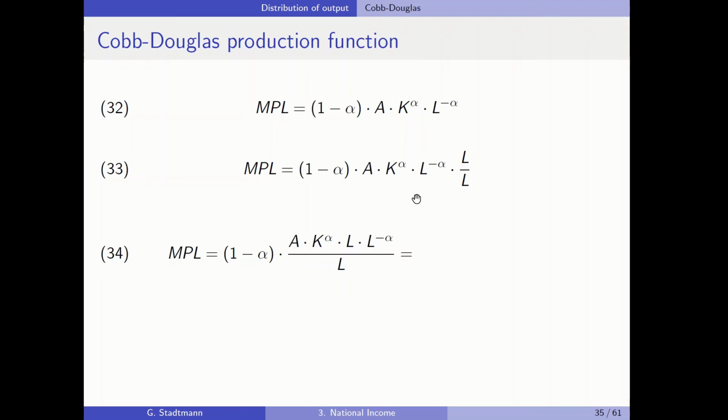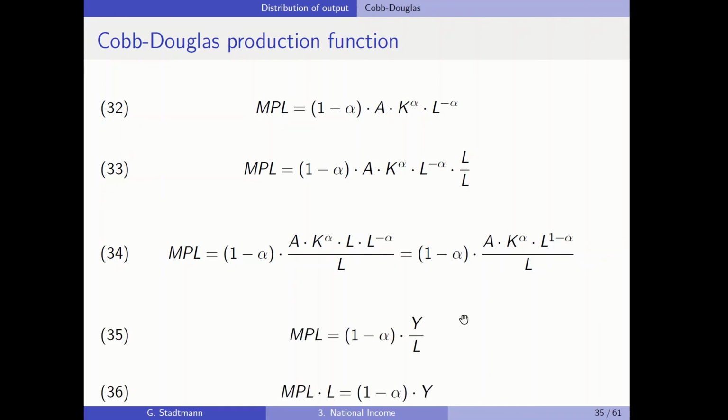Now we can sort the terms a little bit differently. We can write the product in the numerator of this fraction. In the denominator, we have L. Now we can combine L and L to the power of minus alpha, and we get L to the power of 1 minus alpha. And now the numerator is nothing else than the output y, because the numerator is equal to the production function. So we can also write that the marginal productivity of labor is equal to 1 minus alpha times y over L.